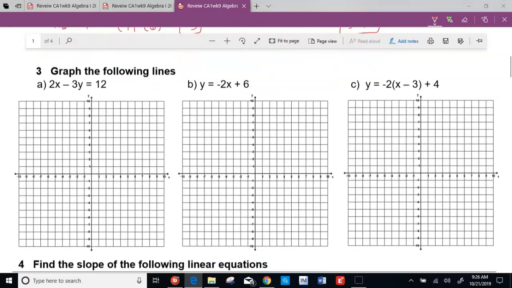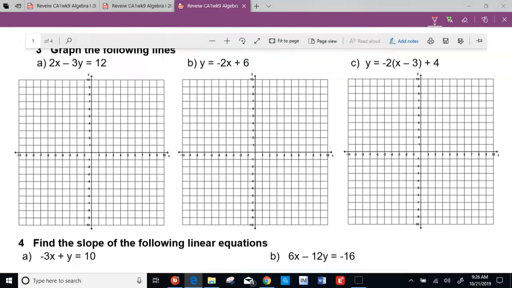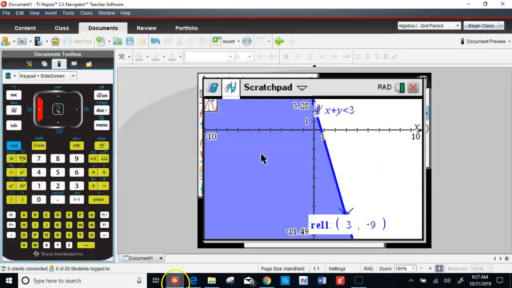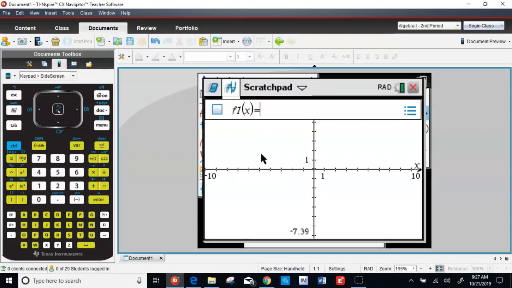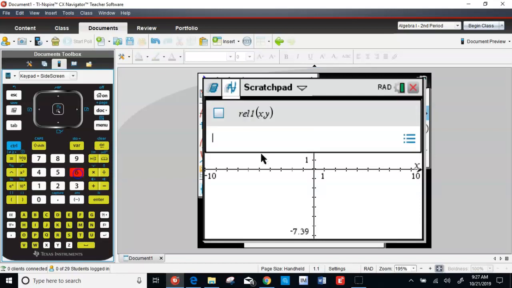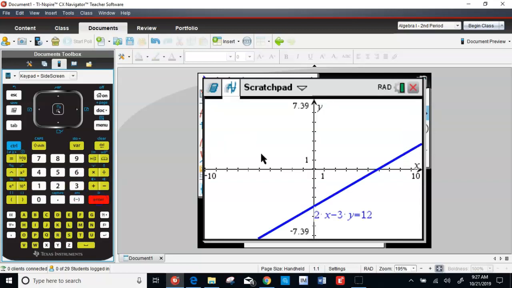Next, we have some graphing to do. We have 3 lines, A, B, and C, and we're asked to graph each one. For the first line, you could isolate y, but since you have your calculators, I'll show you how to do it with the calculator. We're asked to graph 2x minus 3y equals 12. In my calculator, which I'll clear out right now, I'm over here on Scratchpad. Because it's in standard form with the x and y on the same side, you have to delete and graph this as a relation. So when I enter my equation, I get 2x minus 3y is equal to 12. Enter. And there's my line.